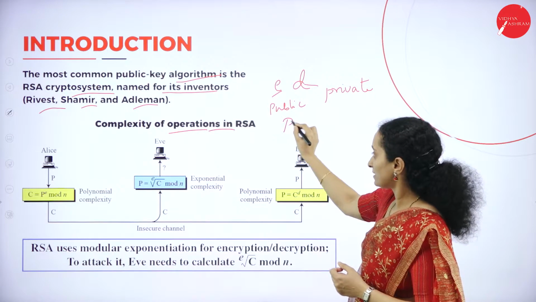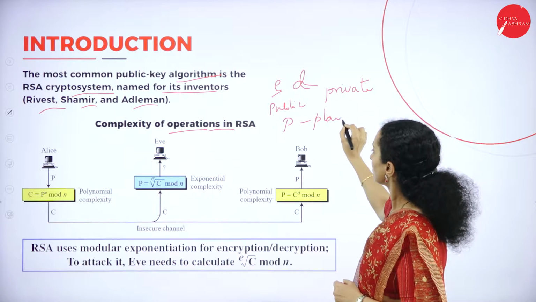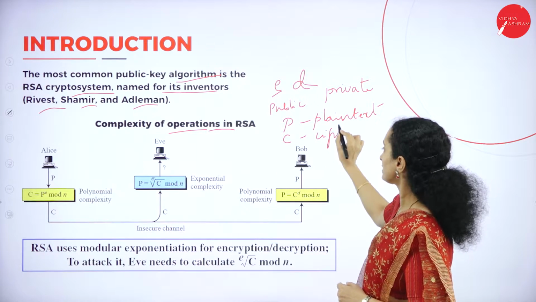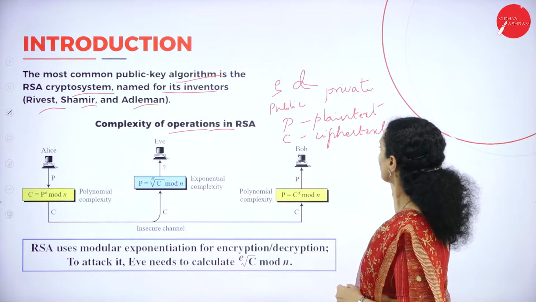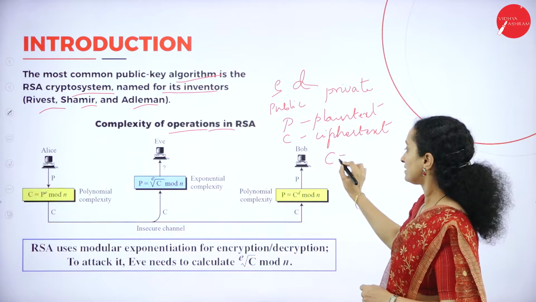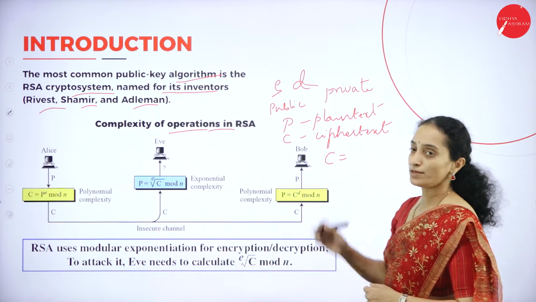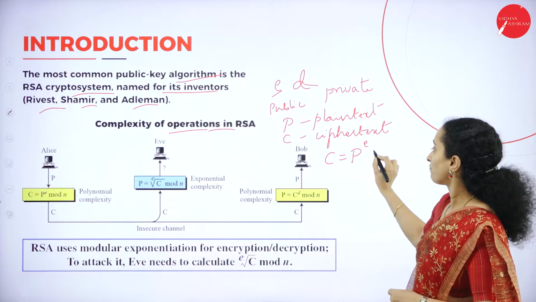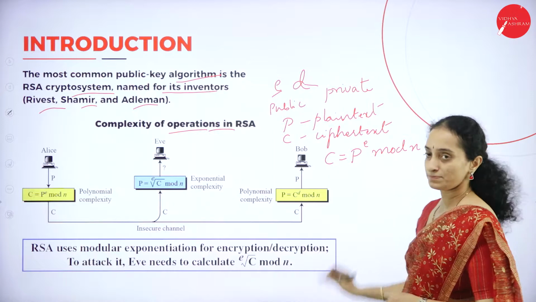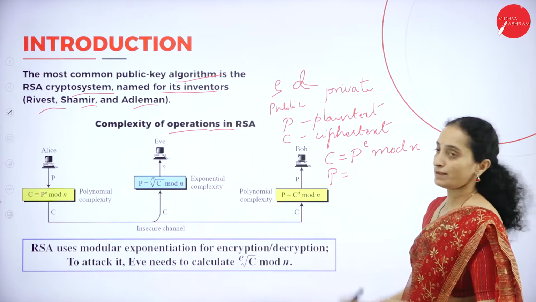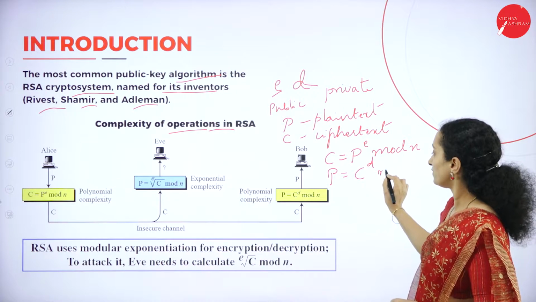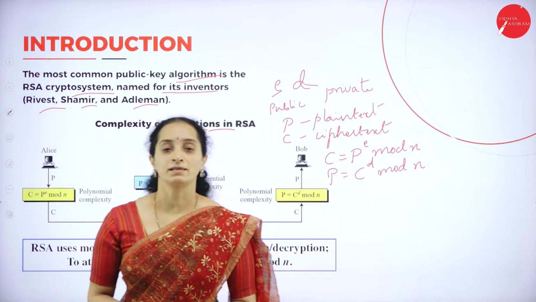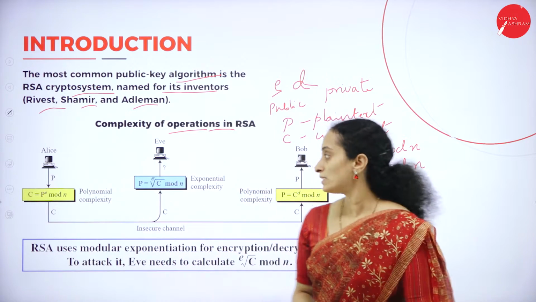Suppose P is the plain text and C is the cipher text. You can calculate the C, or the cipher text, by using E: C equals P to the power of E mod n. And the plain text can be calculated by using C to the power of D mod n. So you can use this expression to encrypt as well as decrypt in the case of the RSA cryptosystem.